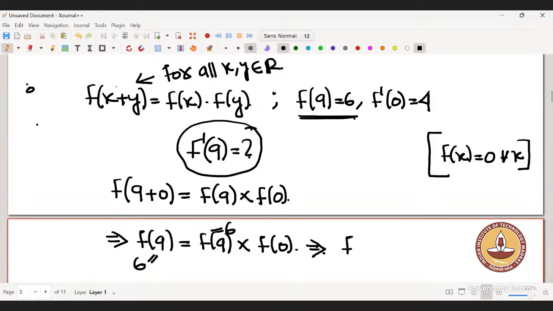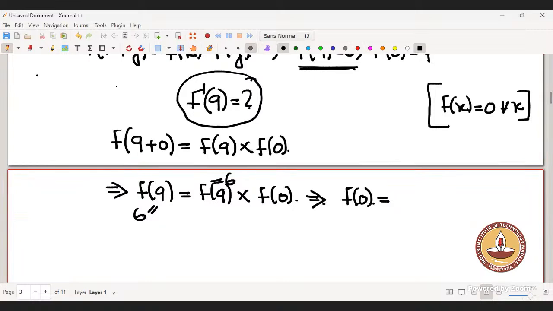What basically does this imply? What is f of 0? Will f of 0 be 0? No. See, what you are getting is 6 equal to 6 times f of 0. That means f of 0 is equal to 1. Okay.